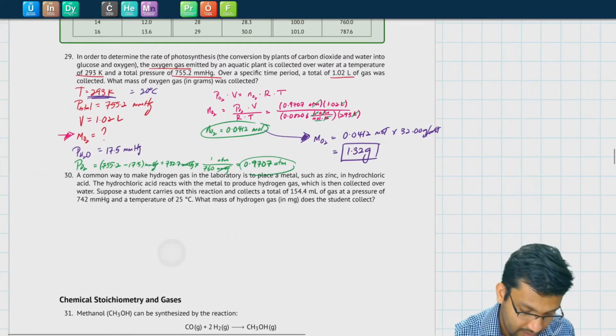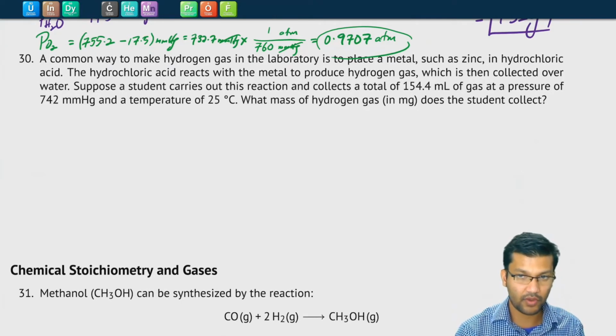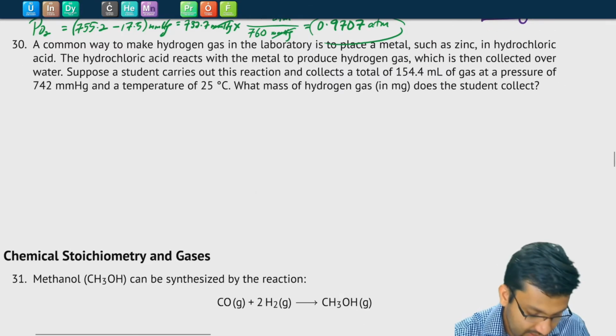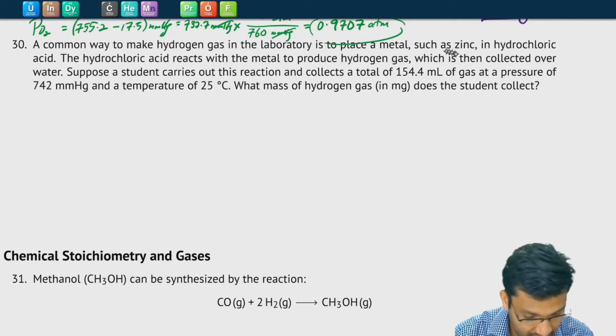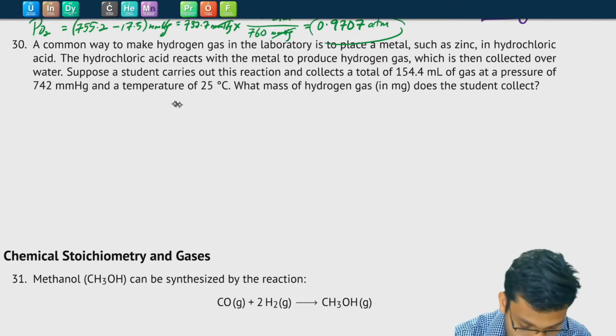Okay, I would like you to try number 30 on your own. Same idea, you're collecting gas over water, so your total pressure should be whatever gas you're collecting and water. Okay, let's look at number 30. So we're making hydrogen gas by reacting a metal like zinc and hydrochloric acid. You react to produce gas. In case you're wondering, this is what happens.